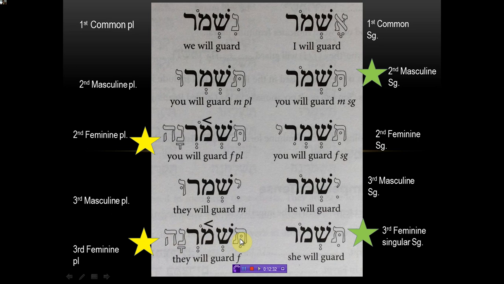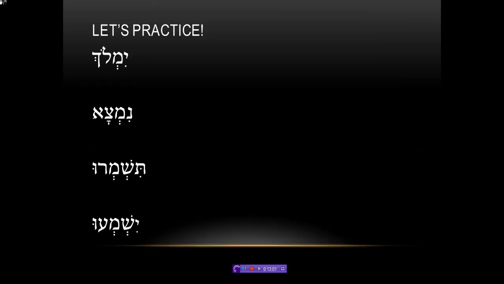Okay, so that's your introduction to the imperfect, and I highly suggest this week that you take a lot of time to go over and memorize this chart. Again, you can use this shamar as a paradigm verb, but make sure you get these endings down. Just like the perfect, it's so important that you get these ingrained in your head so that it becomes second nature. So let's do some practice now.